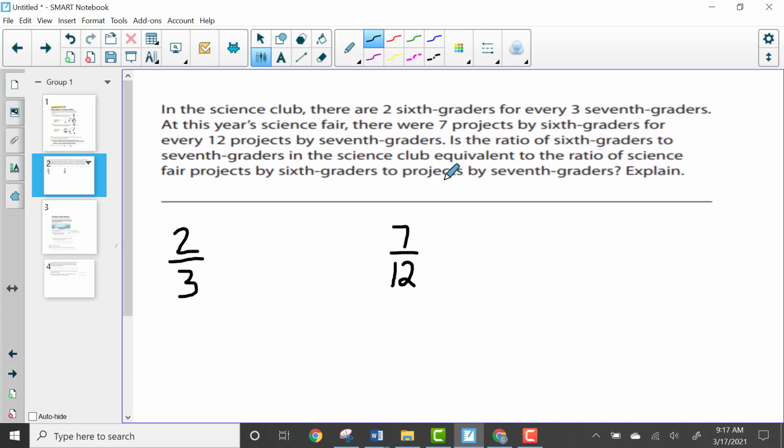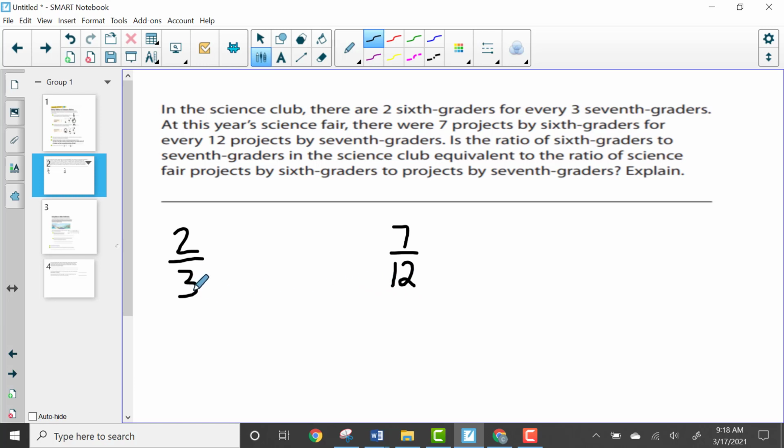Now they're asking, is the ratio of 6th graders to 7th graders in the science club equivalent to the ratio of science fair projects by 6th graders to science fair projects by 7th graders? So basically they're asking, is 2 to 3 equivalent to 7 to 12? Now, the way you do this is you take a look at one of the terms and see if it can go in the other term. That's a way that you can find whether or not this ratio is equivalent or not.